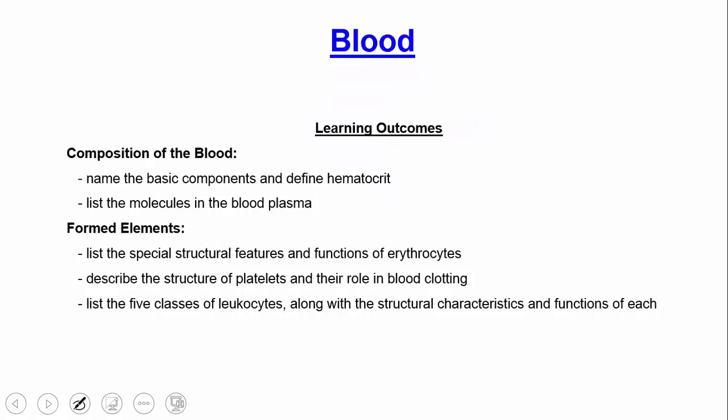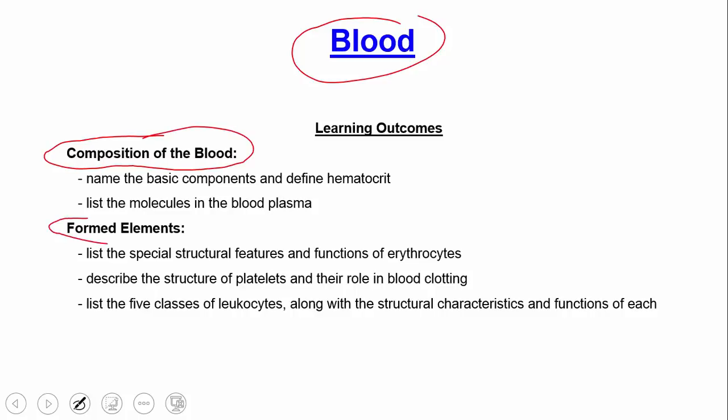Okay, so that was our lecture on blood. Remember, we focused on 2 components here. We focused on the composition, we focused on something called formed elements, and as always, before you proceed to the next lecture, please make sure that you're able to execute those learning objectives.